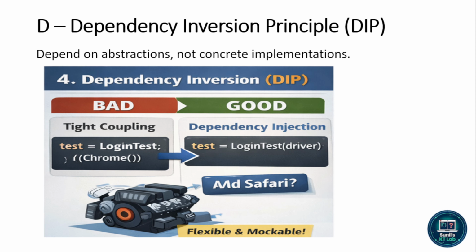Fourth, Dependency Inversion Principle. It says that depend on abstractions, not on concrete implementations. Let's understand with an example. You create one test class for the login page, and in that constructor you define the driver directly as Chrome. Whenever you want to run that login page, you directly call the Chrome browser, which means you have implemented it directly on the concrete class. Instead, you define one abstract class and implement it there, so that you can easily change the browser whenever required.